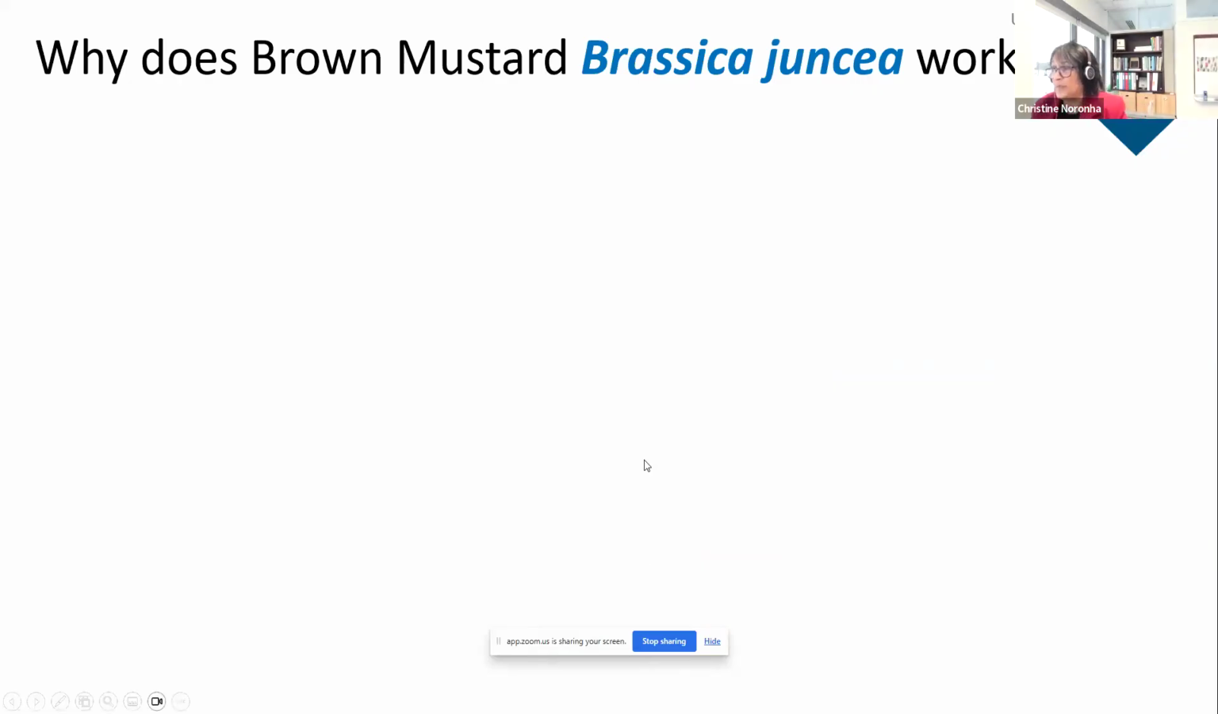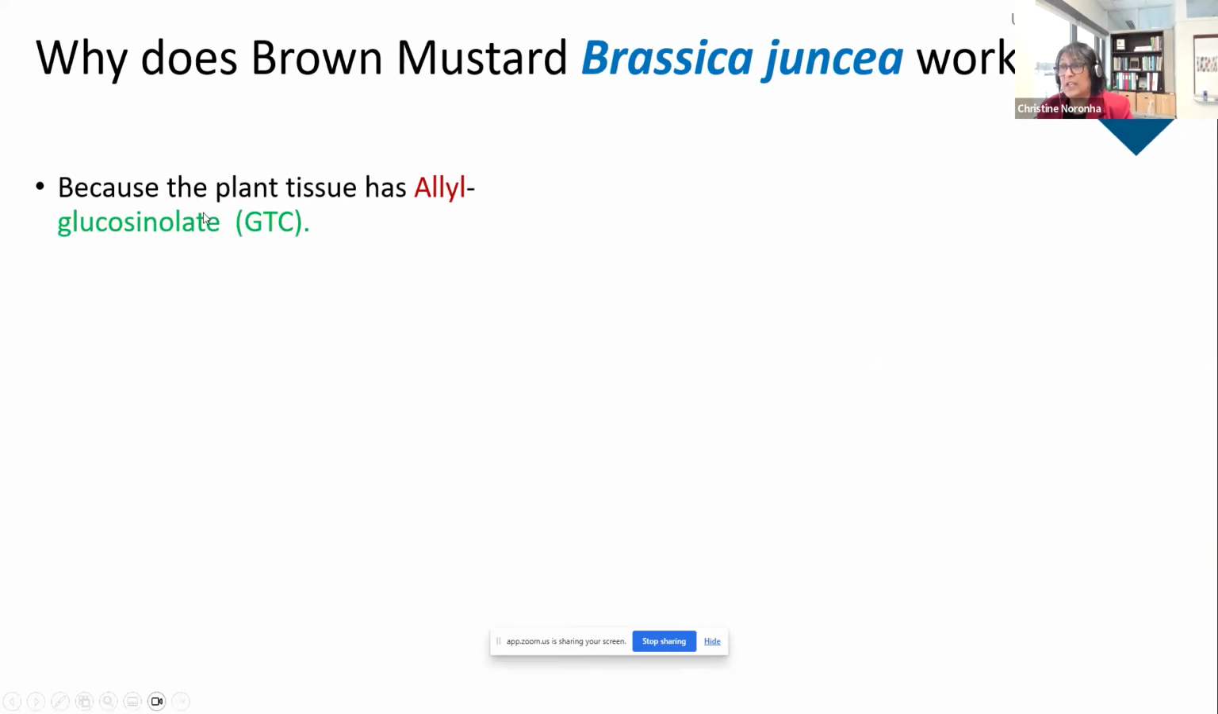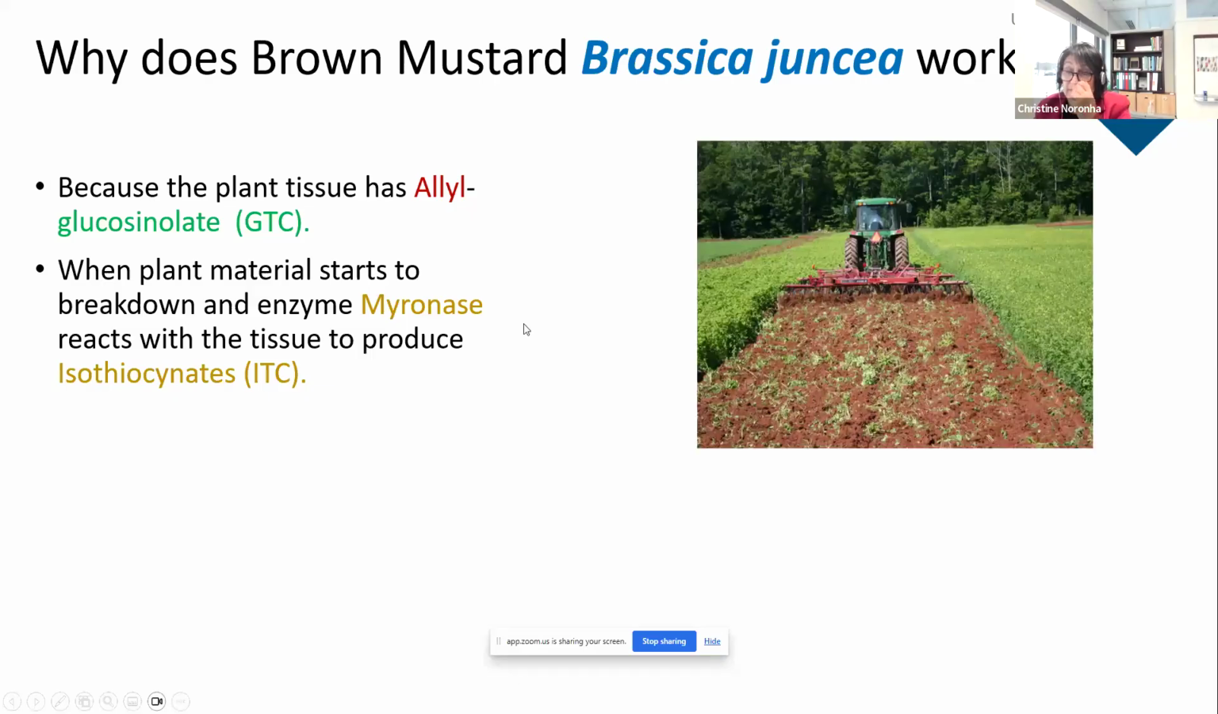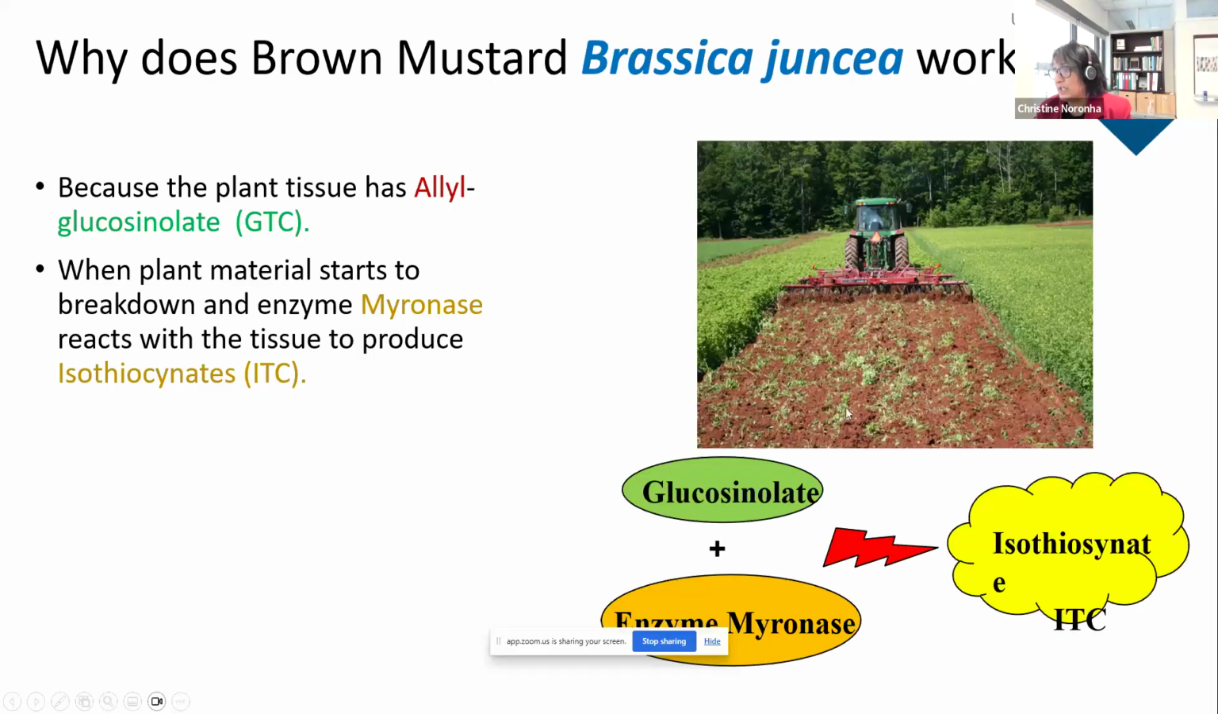So why does brown mustard work? It's very important to understand that it's not all mustards, it's brown mustard. It's Brassica juncea that works. And that's because Brassica juncea has an allelochemical, glucosinolate. It's this allelochemical factor that is considered to be toxic to insects. It also works as a biofumigant, producing isothiocyanates when it is disked into the soil.